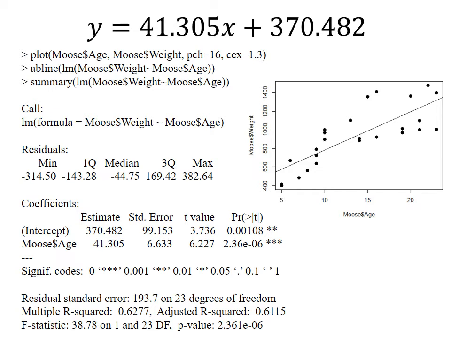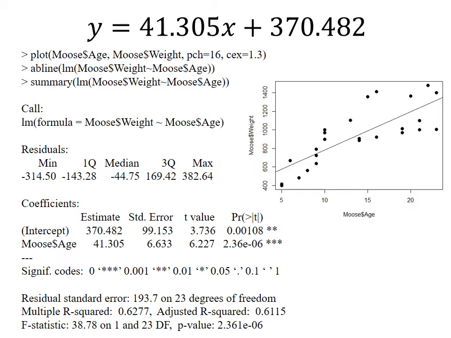And so when I do abline, fit a linear model of moose weight tilde moose age, then it adds a straight line to that, and I can see that, yeah, that's not obviously silly. That's not obviously goofy. I don't know, maybe more data, we'll see what happens, but see how that works.